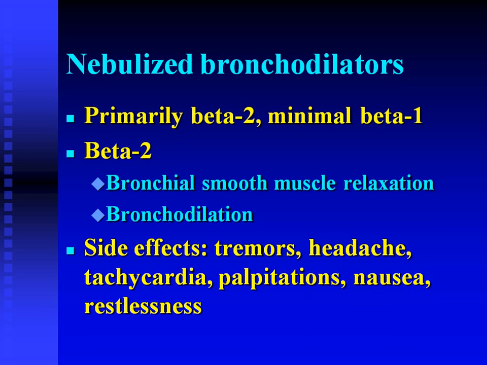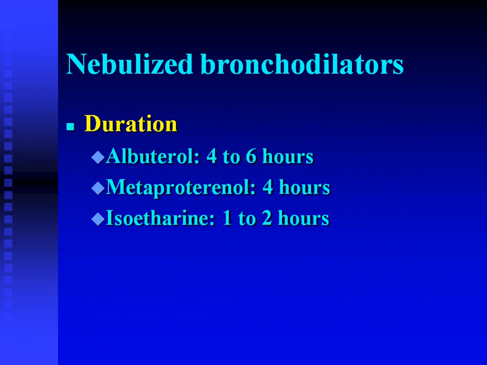They're primarily beta 2. The problem is that beta 2 drugs are very rarely purely beta 2. That's why you give somebody albuterol and next thing you know they get tachycardic. That's why you'll see tremors, headaches, tachycardia, palpitations, nausea, and so forth. But when we stimulate beta 2, we get muscle relaxation and bronchodilation. Generally albuterol lasts 4 to 6 hours, isoetharine 1 to 2, depending on the drug itself.